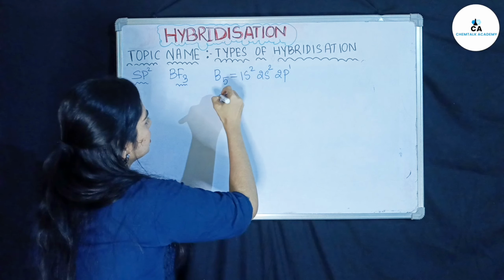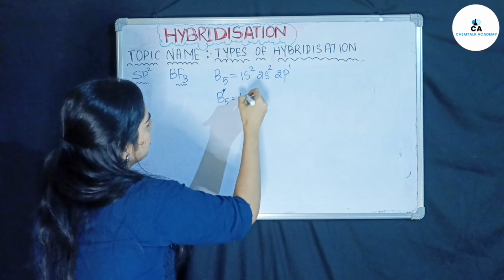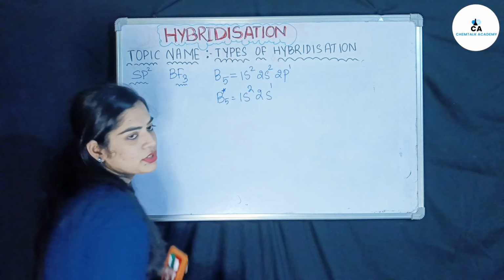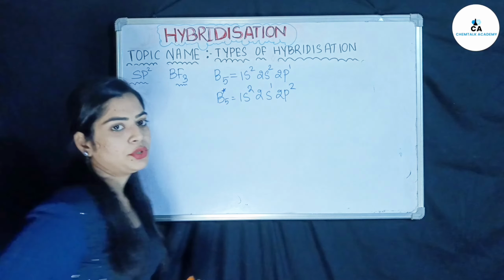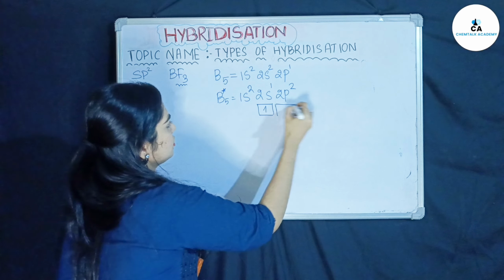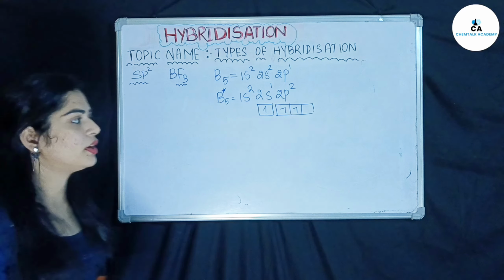during excitation one electron will jump from s to p. So the electronic configuration will be 1s2, 2s1 and 2p2. Here s has one electron and p has two electrons.